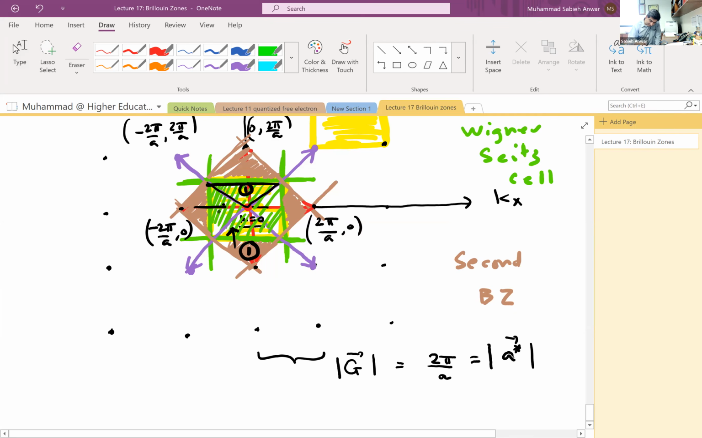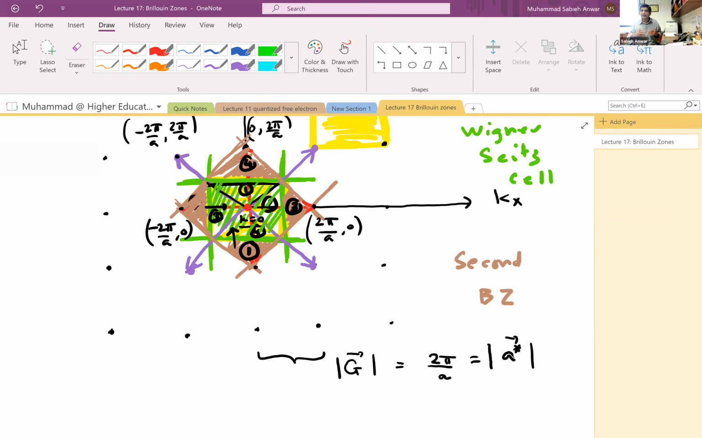This vector can be brought back. This region can be brought back here. This region can be brought back here. This region can be brought back here. So I can take all the disconnected regions in the second Brillouin zone and stitch them back to form the first Brillouin zone. And the overall area of the second Brillouin zone, which is now a disconnected region in k space, is exactly equal in size and area. It harbors the same number of points as the first Brillouin zone.